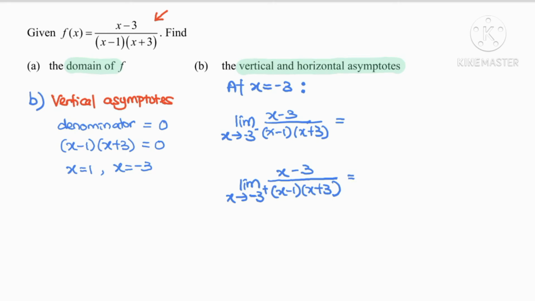Now, let us find it by using direct substitution. We are going to substitute x with negative 3 into the function.